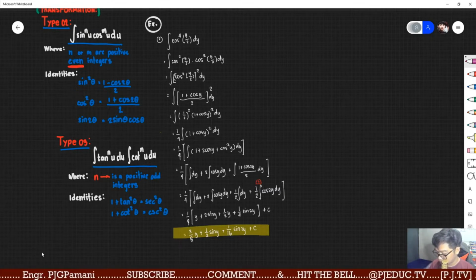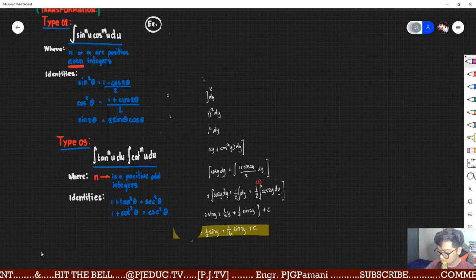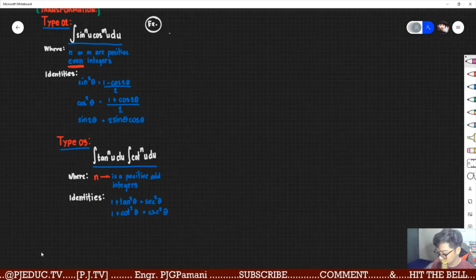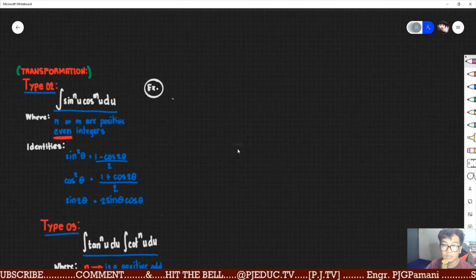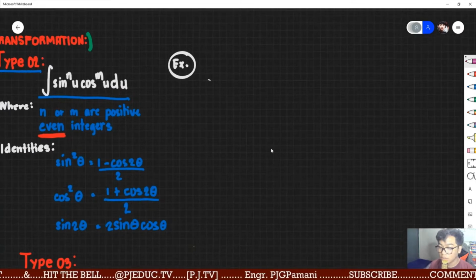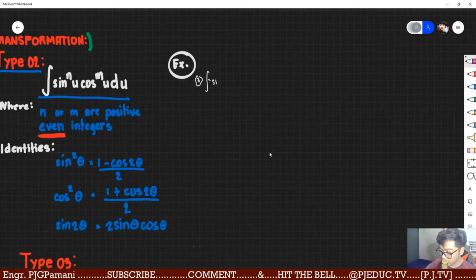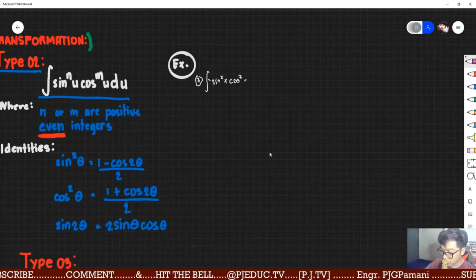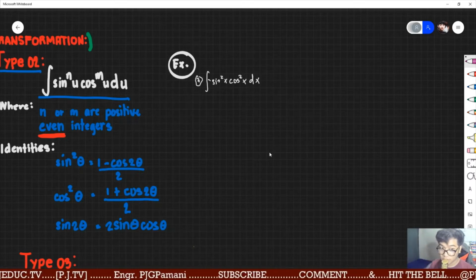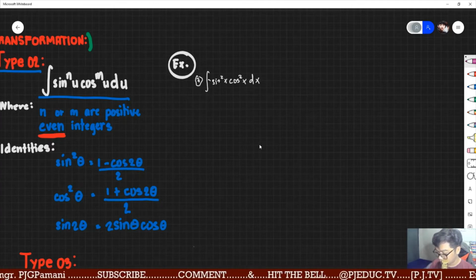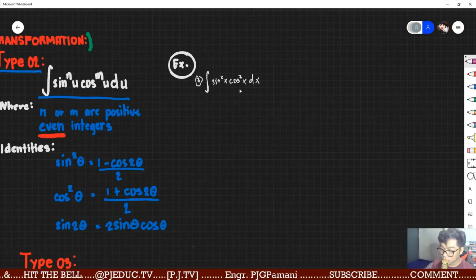Now, nakuha po yan. Burahin ko na. Now, what if you are now asked to evaluate the indefinite integral of sine squared x times cosine squared x dx, right? Paano pag ganyan? Hindi yan negative, ah. That is sine squared x times cosine squared x.